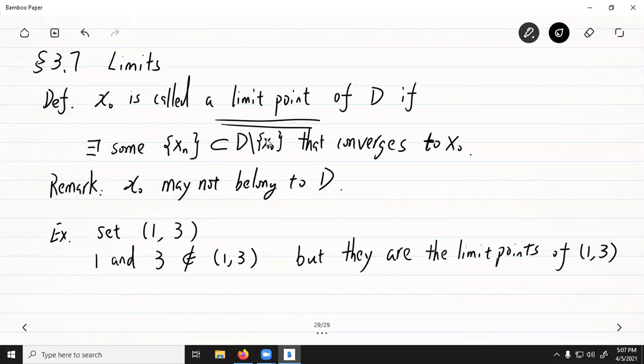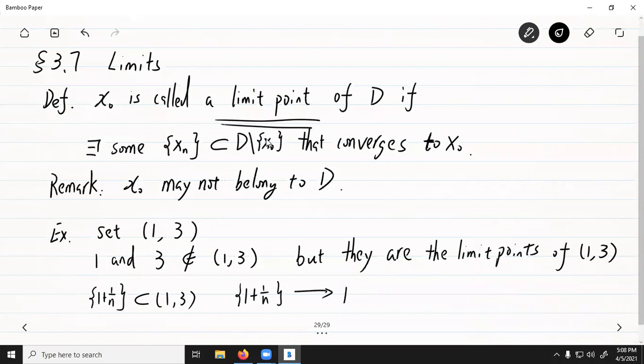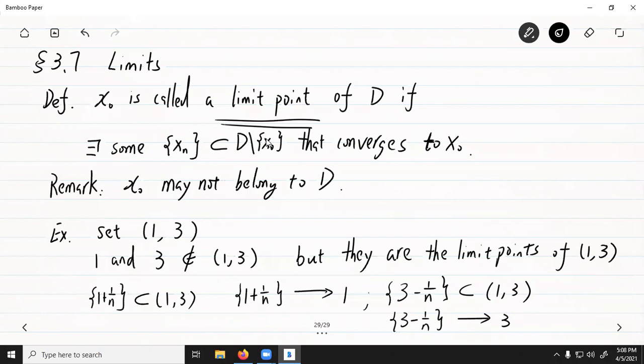Okay. The reason is you can always find some sequence, right? For example, you can find a sequence which is 1 plus 1 over n. Right? This sequence is inside this interval 1, 3, right? And this sequence has a limit which is equal to 1. So this one is a limit point. The same thing for the other one. For example, for 3, you can find 3 minus 1 over n. This sequence is inside this interval, right? But this sequence has the limit, which is 3. 3 is not inside, but 3 is the limit point.